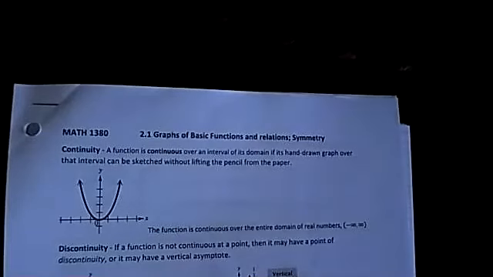All right, so we're talking about section 2.1, and in this chapter, we're going to talk a lot about graphs and transformations, stretching, compressing. Section 2.1 focuses mainly on symmetry and increasing and decreasing. All right, so we're going to take a look at this. We talked a little bit about continuity before.